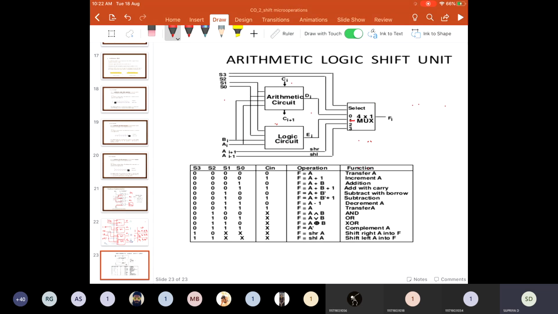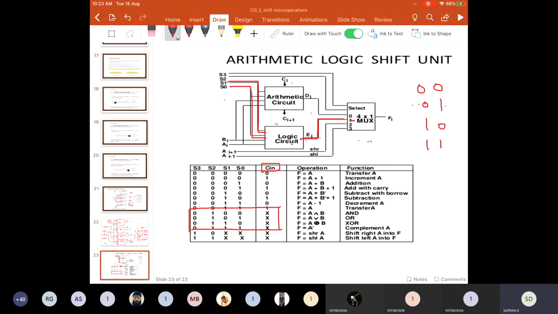Here 1 is selected and this 1 is connected to the output of the logical circuit. Again, this logical circuit is connected to S1 and S0, which are the data select lines for this logical circuit. That means again it can have four possible combinations: 0 0, 0 1, 1 0 and 1 1. And carry is not there in these logical operations. That is why I'm writing the carry as X. There is no carry for the logical micro operations.